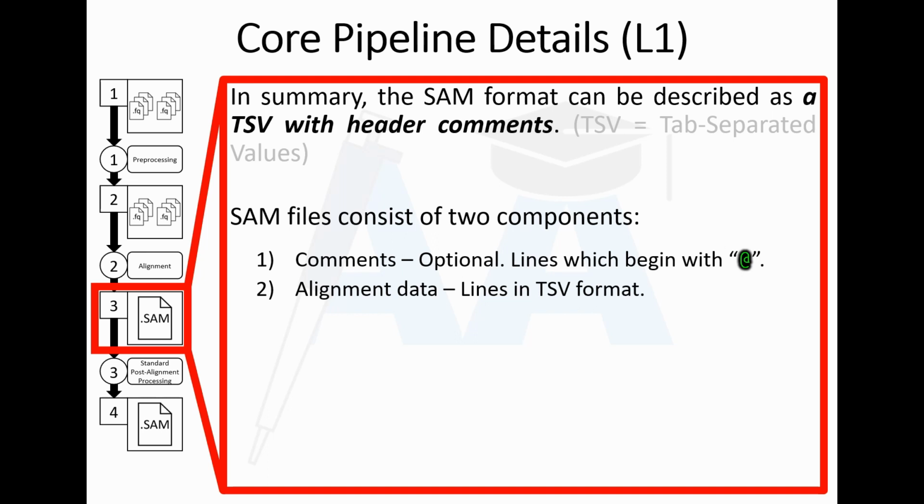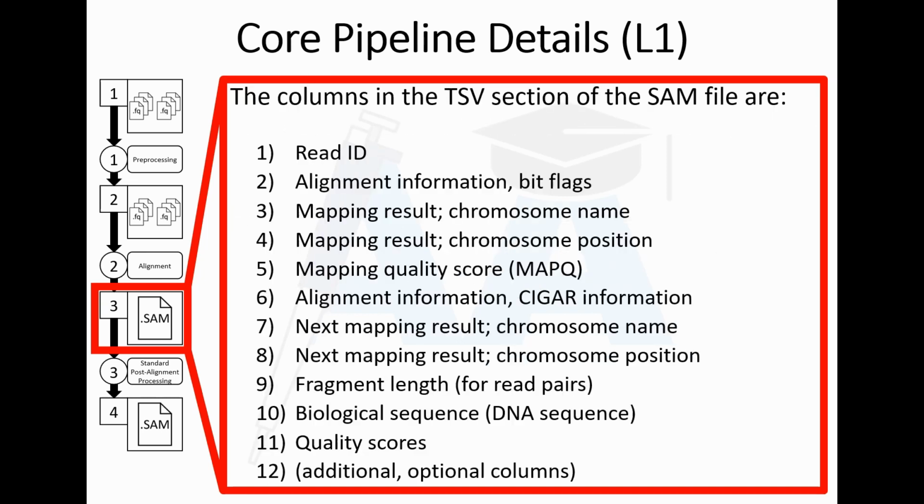TSV stands for tab separated values. So in raw data form, different rows of the table are separated by new line characters, while the cells in each row are separated by tab characters. Each row of the TSV section corresponds to the alignment results for a single read.